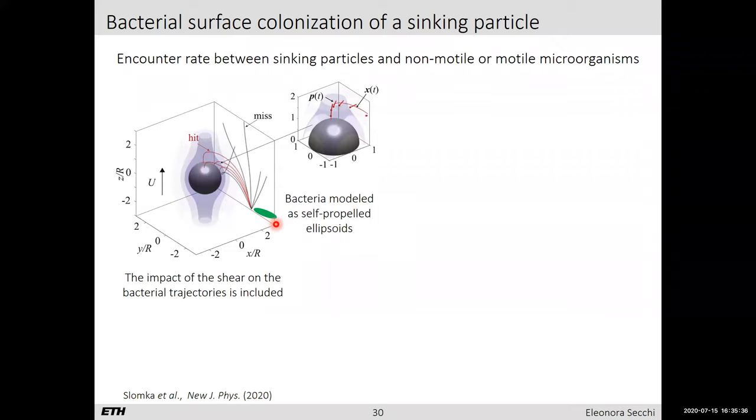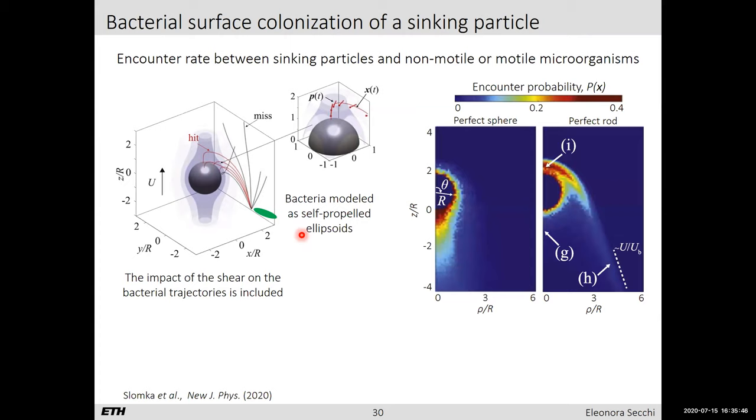What we can already see here is that, again, some bacteria end up on the leeward side. And this was described in terms of encounter probability. In the case of the perfect sphere, we could see that while going deeper, so while sinking, the particle was mainly colonized by bacteria on the windward side if they were spherical, while if we had perfect rods, they were ending up again on the leeward side, as we saw in the previous case. So again, very different geometry. In one case we had 2D, in the other 3D, but very, very similar results.